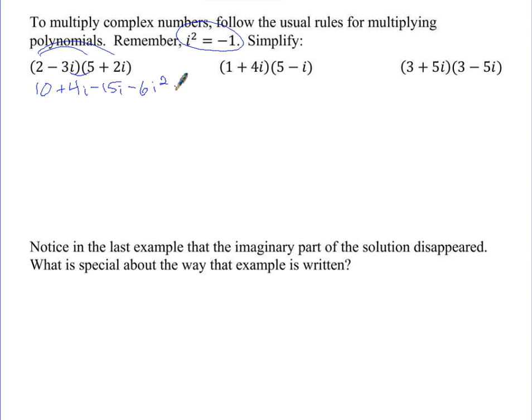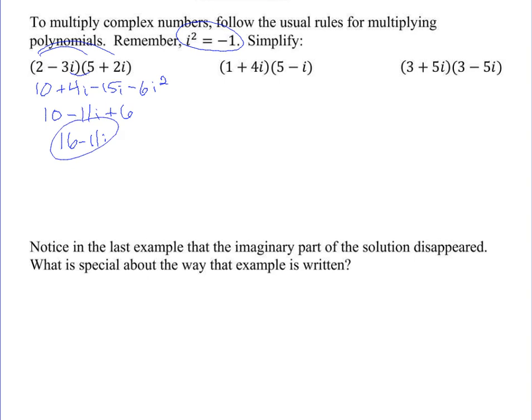So now we're going to combine like terms. We have the 10 here. We have 4i minus 15i, which is negative 11i. And then we have minus 6i squared, but i squared is -1. So that's negative 6 times -1, which is plus 6. And then we can combine like terms one more time. This becomes 16 minus 11i.